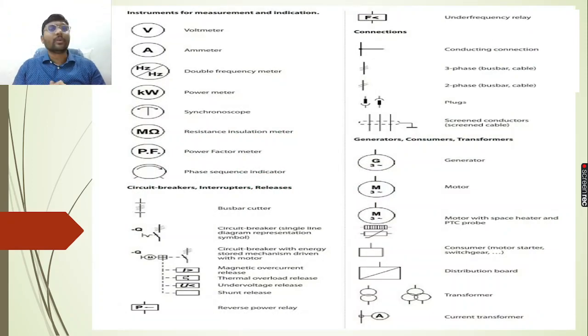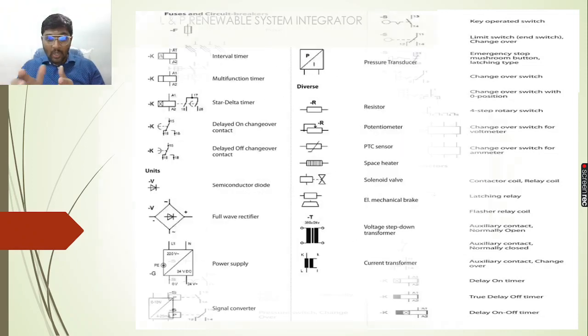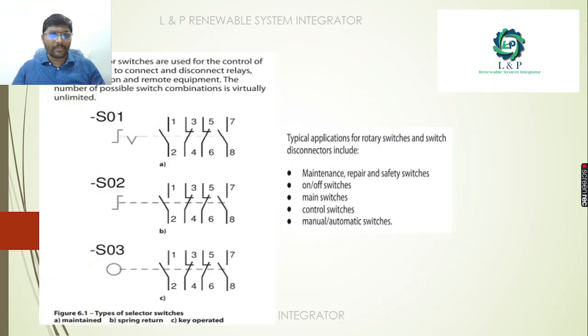As we told earlier, in our discussions we might be using many symbols and short forms. If you have any doubt regarding instruments for measurement and indication, circuit breakers, interrupters, generators, transformers, connections, fuses and circuit breakers, protection, monitoring relays, switches, relays and contactors, units, drives, please refer to this part of the session. So what is a rotatory switch?